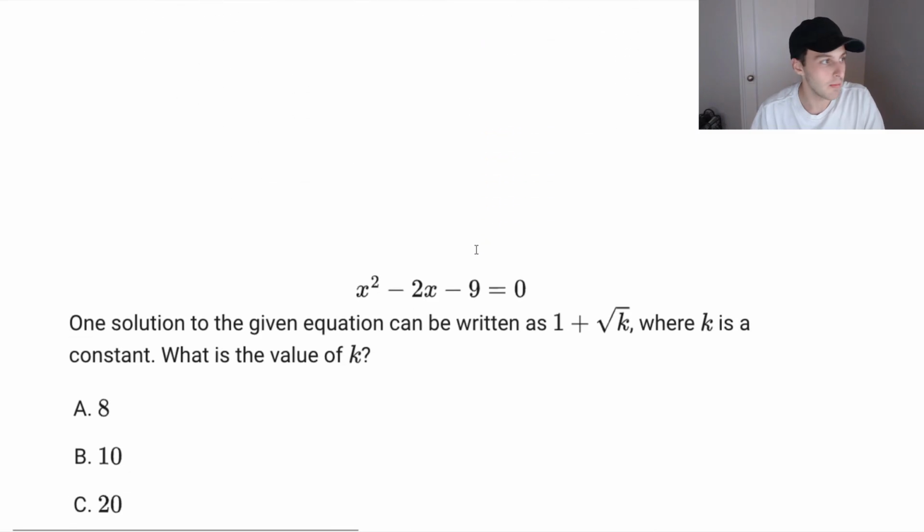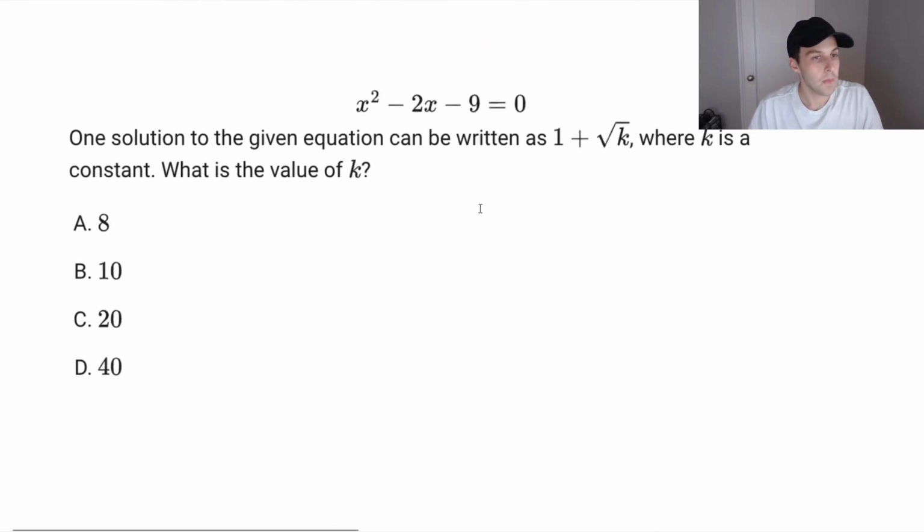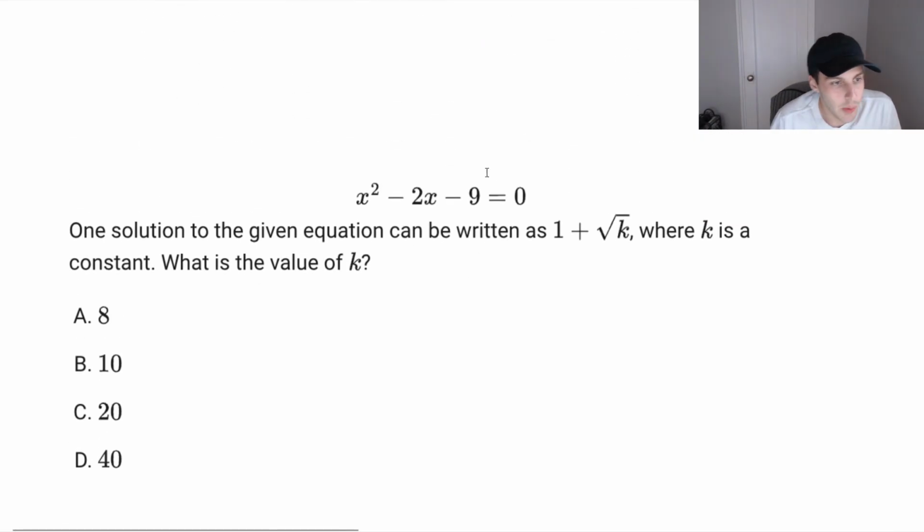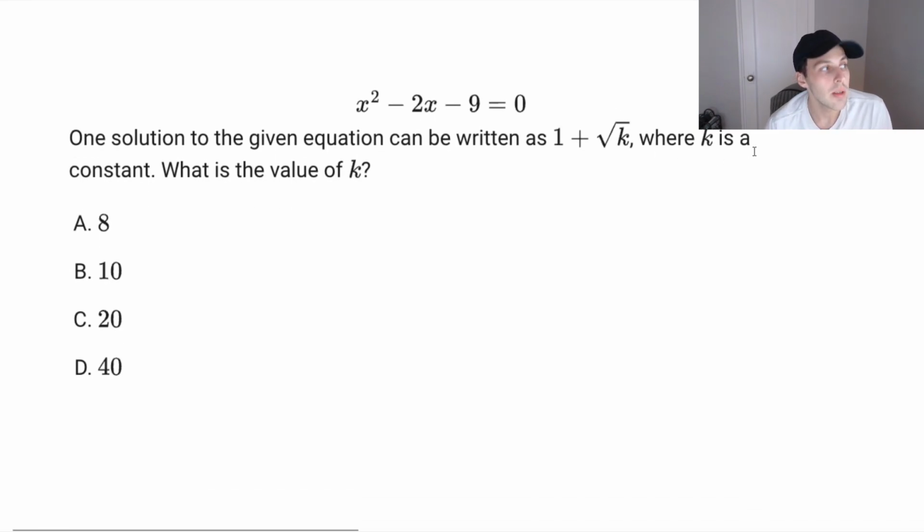Let's move to the next question. We get this quadratic equation, and it says one solution to the given equation can be written as 1 plus the square root of k, where k is a constant. What is the value of k? Okay. This one's a little bit more algebra heavy. Doesn't look like we can do any graphing here. If you can, I would love to see a comment.